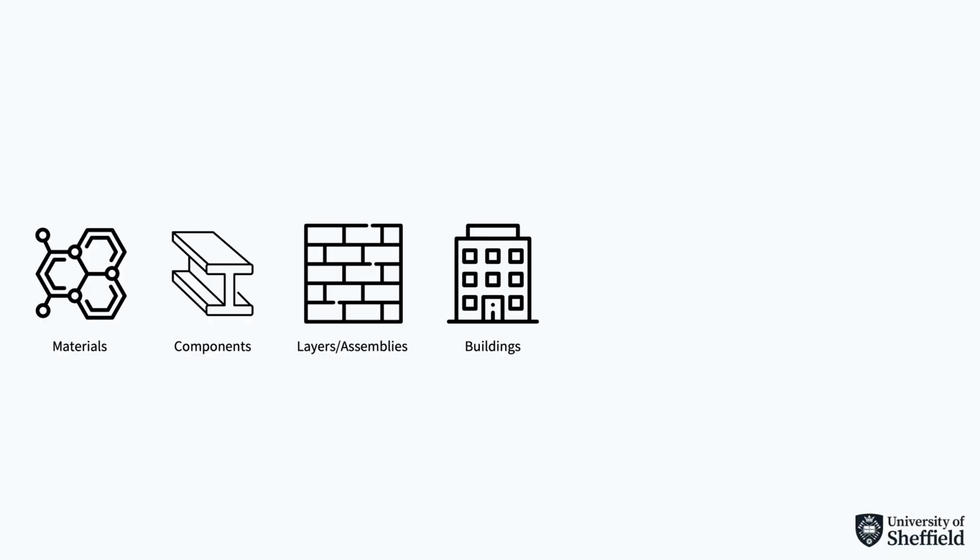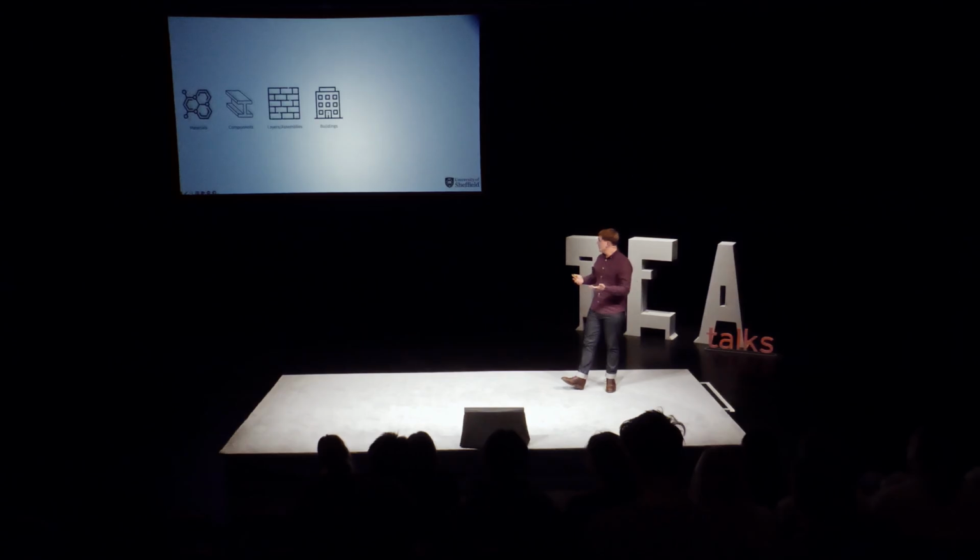Not only are buildings buildings, but they're actually themselves made up of layers and assemblies. Some of these might be abstract, such as skin, surfaces, and space, or some might be more tangible, such as the roof, a wall, or a floor. These layers and assemblies are themselves made up of components or groups of components. And components themselves are often made up of one or more materials.